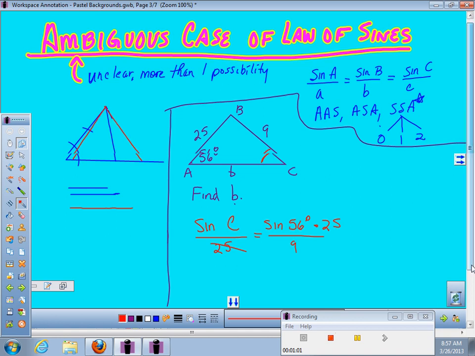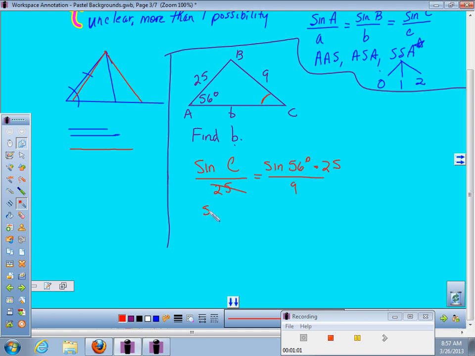Okay, here's where you need to pay attention. When you put this in your calculator, you need to find out what decimal value that is, because it's going to matter. You actually need to punch in sine of 56 times 25 divided by 9. And in this case, it's 2.3, rounded off. It's not exactly 2.3.